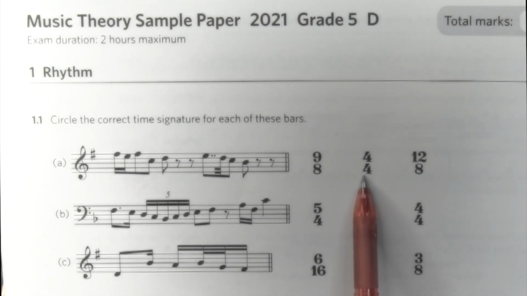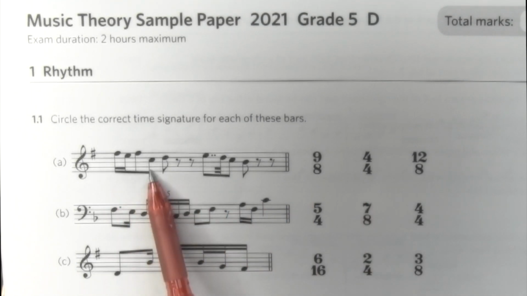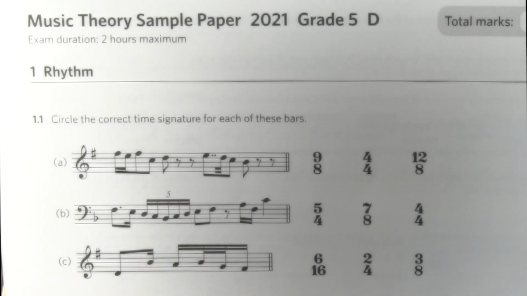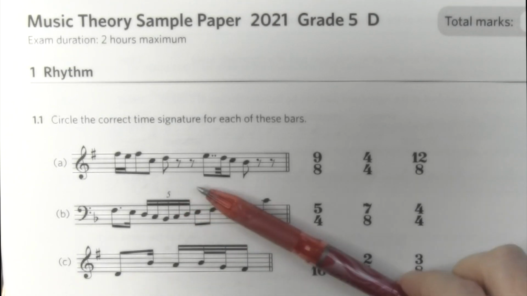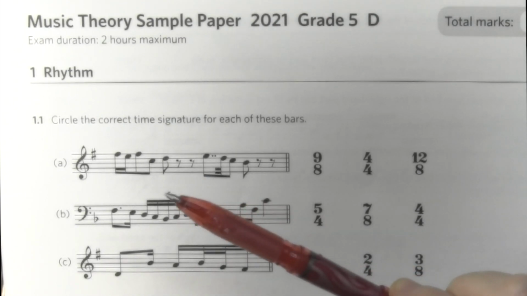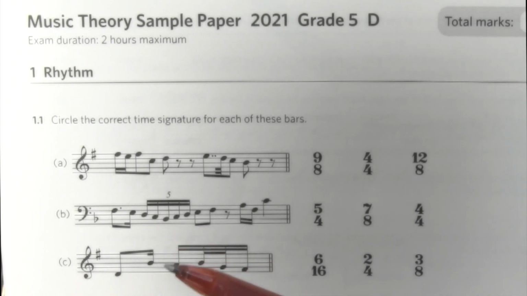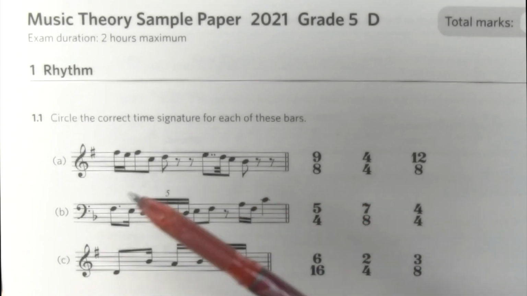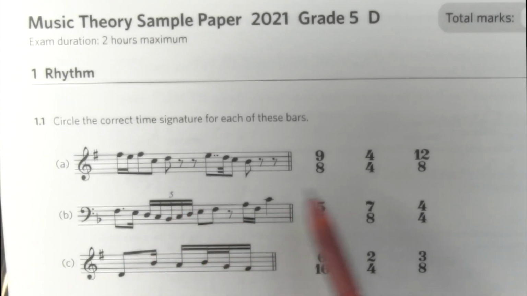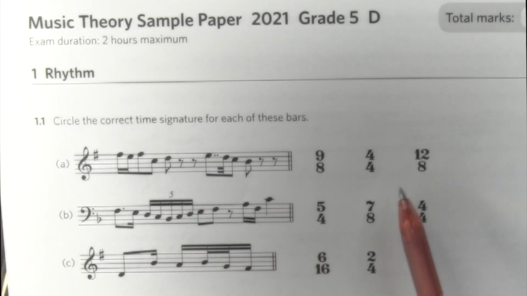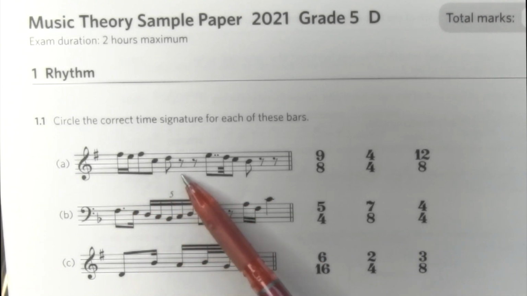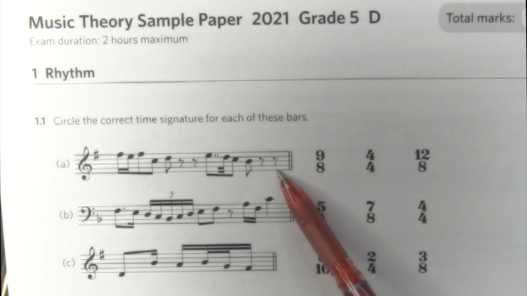4/4 it can't be, because it's simple time, and 3 quavers don't match, because in simple time we have 2 subdivisions: 1 and 2 and 3 and 4 and, and every number and an 'and' is a quaver in the case of 4/4. In compound time, the subdivisions are 3: 1 and 2 and 3 and 4 and.